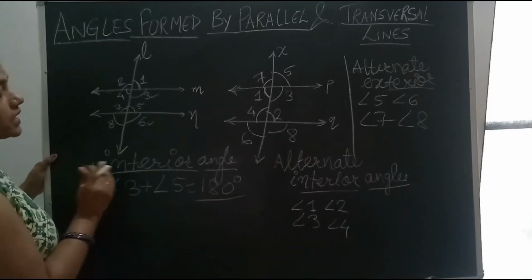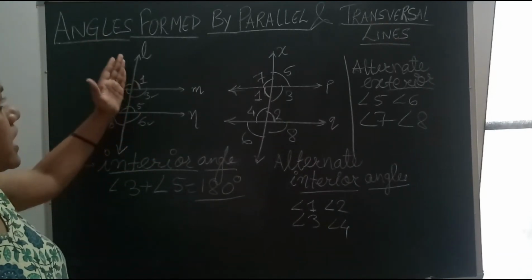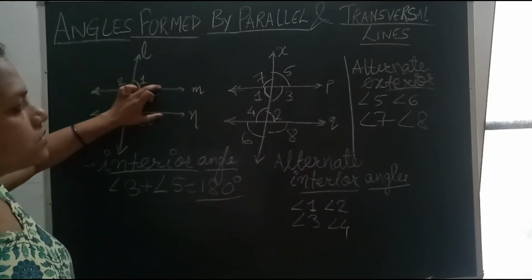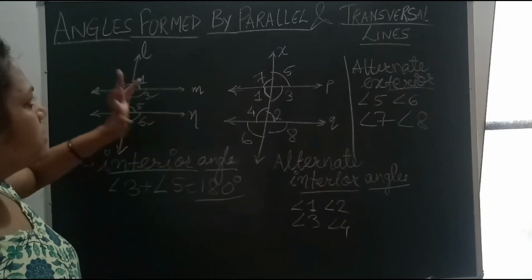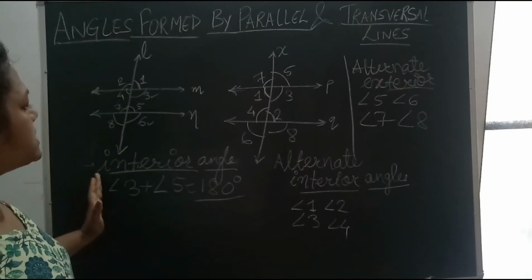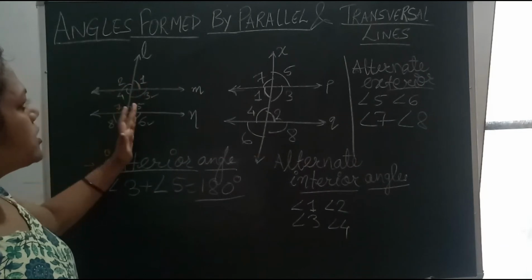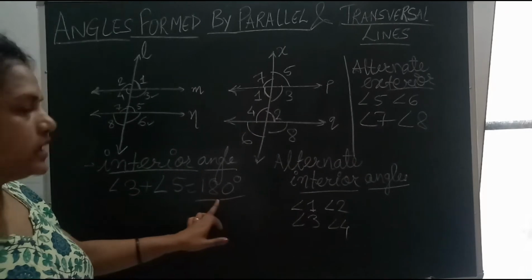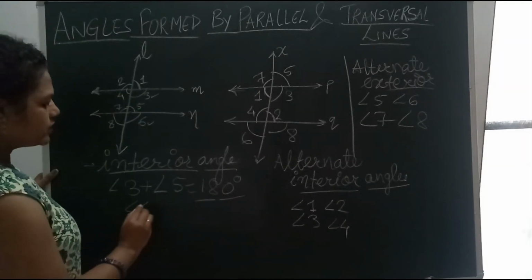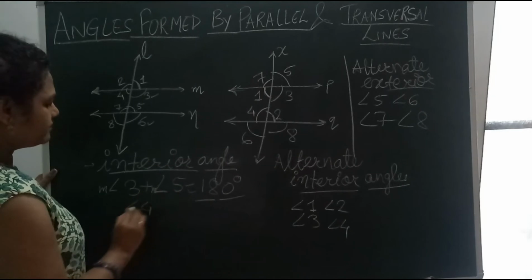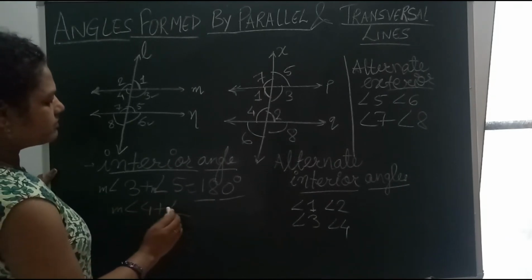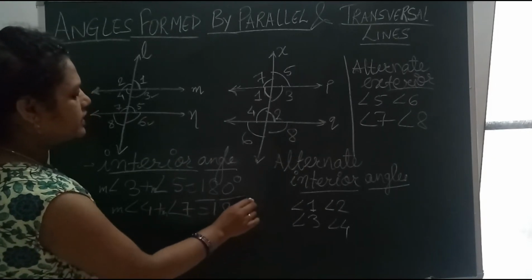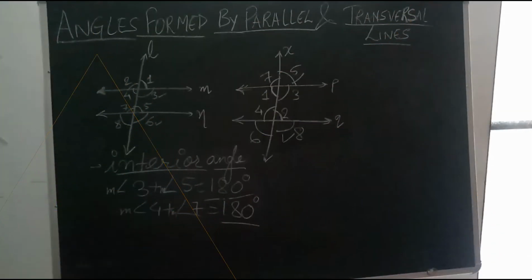What is the interior angle? It means the interior angles on the same side of the transversal L of these two parallel lines M and N, that is your 3 and 5. The sum of these two is 180. Again, the sum of the measure of angle 4 and the measure of angle 7 is again 180 degrees, means supplementary angles.